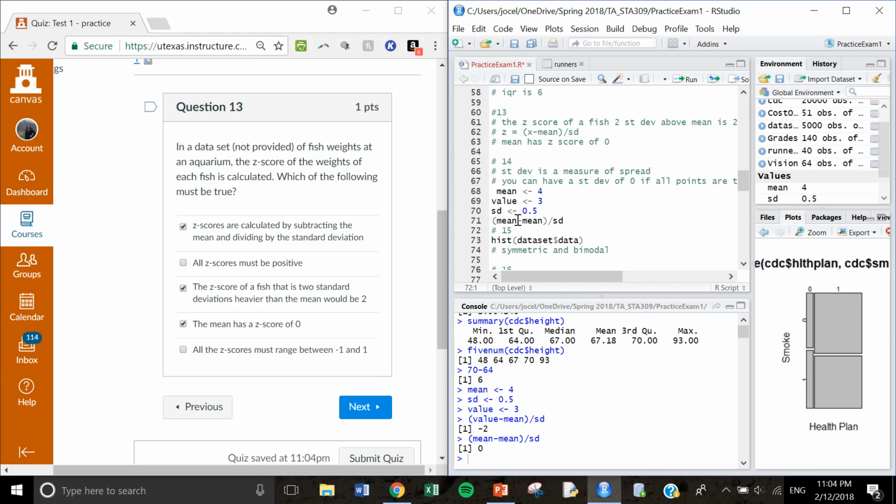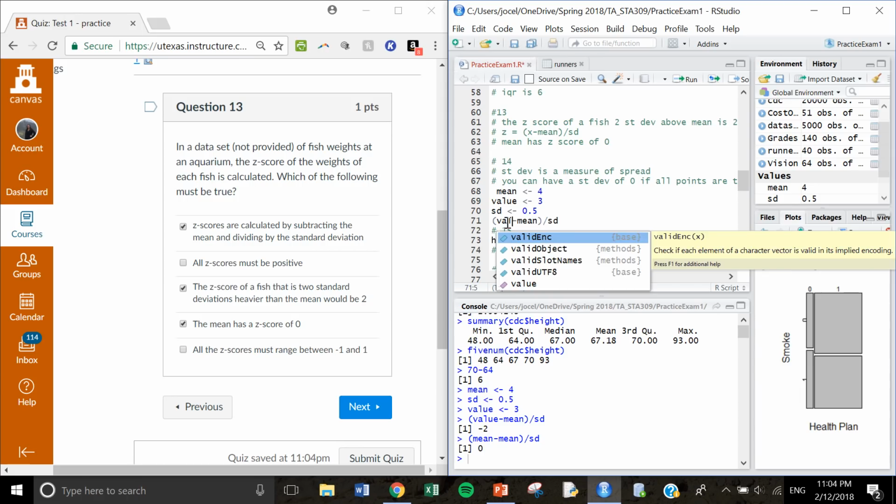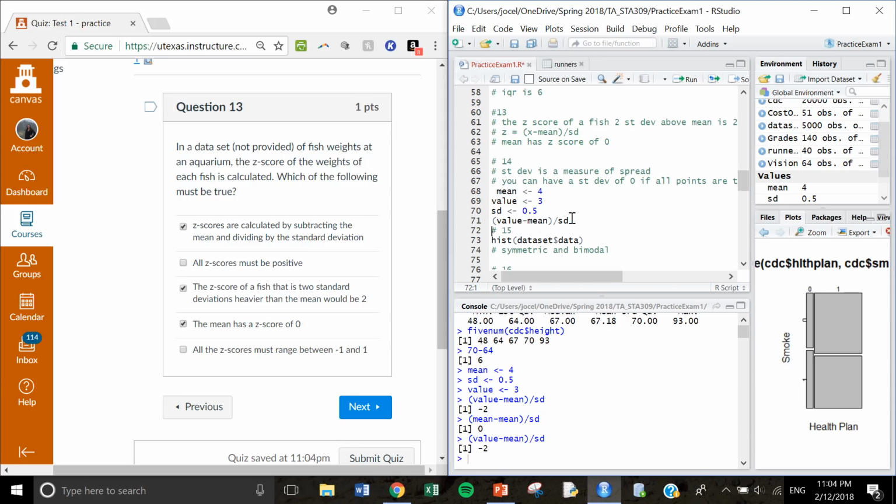And the last one, all the z-scores must range between -1 and +1. This one is super easy to get confused with correlation, with r, the correlation coefficient. They're not the same thing. Remember, we just proved that value minus mean divided by standard deviation had a z-score of -2. So there's no way that all z-scores must range between -1 and +1.